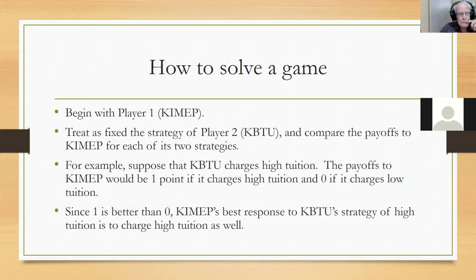Okay, so how to solve the game? Let's begin with player 1, and then we will take as given the strategy of player 2 and determine what CNET needs to do to increase its payoff by choosing a particular strategy. So, for example, we check whether the payoff to CNET is higher if KTTU chooses high tuition as opposed to low tuition.